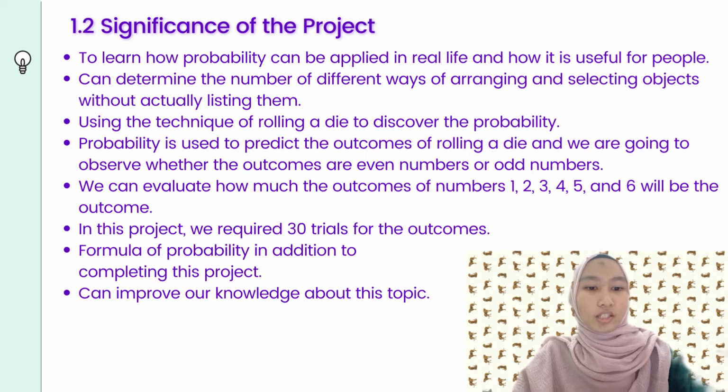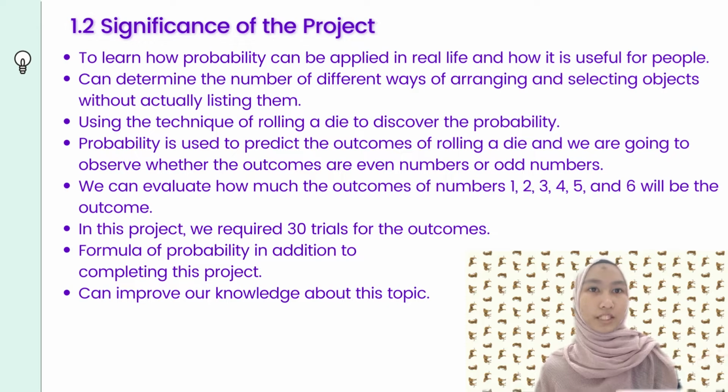For this project, we are using the technique of rolling a die to discover the probability. Probability is used to predict the outcomes of rolling a die, and we are going to observe whether the outcomes are even number or an odd number.